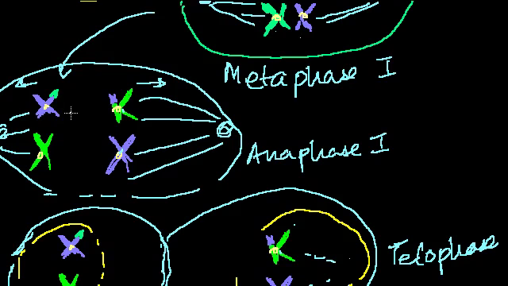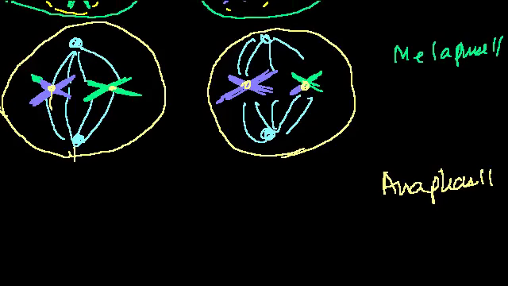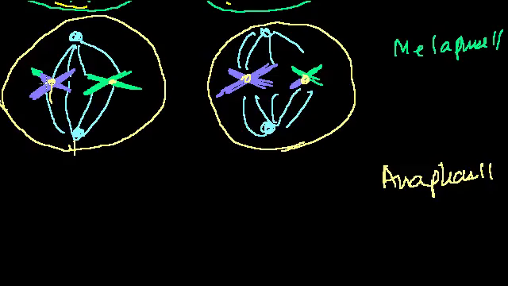In anaphase 1, the homologous pairs were broken up, but the chromosomes themselves were not. Now in anaphase 2, we don't have homologous pairs. We just have chromatid pairs, sister chromatids. Now those are separated, which is very similar to anaphase in mitosis.